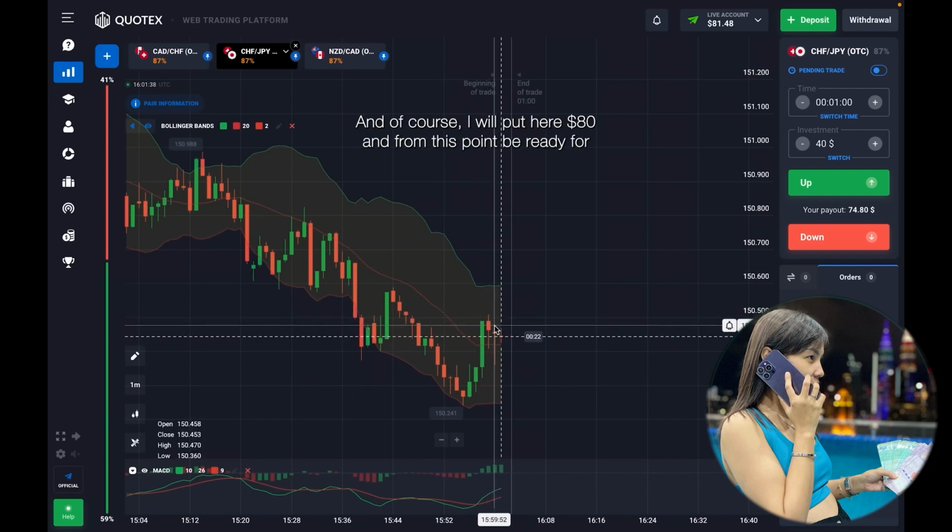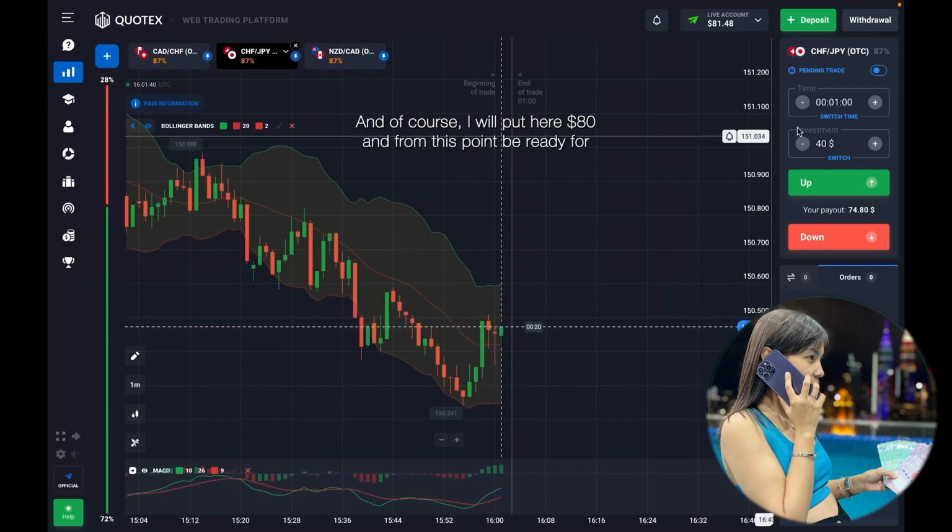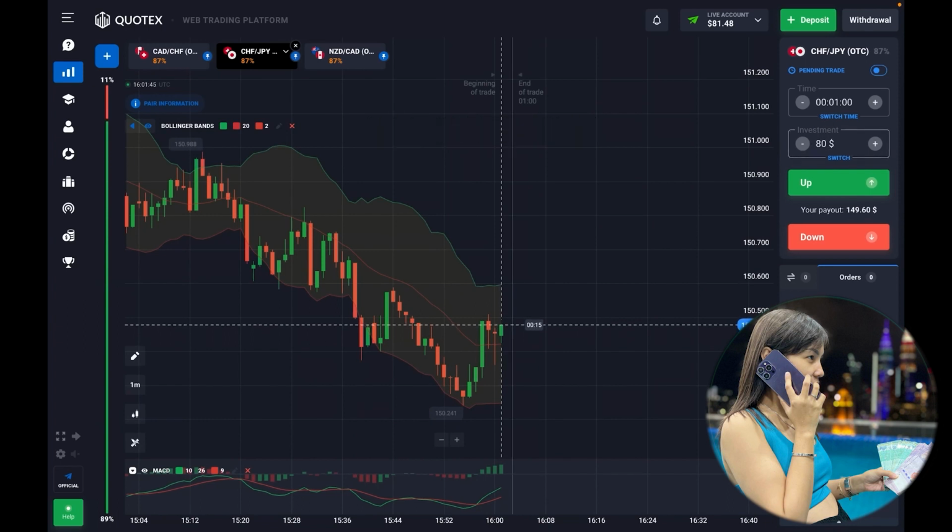So nice entry point right over there when the price is above this middle line of Bollinger. And of course I will put here $80 and from this point be ready for put option right now.